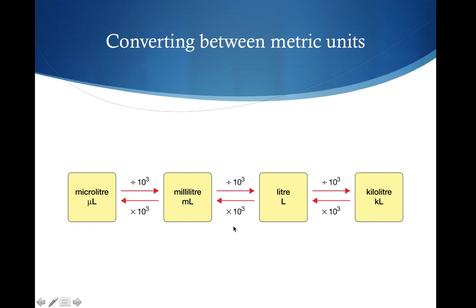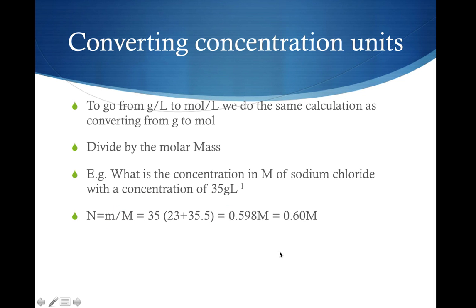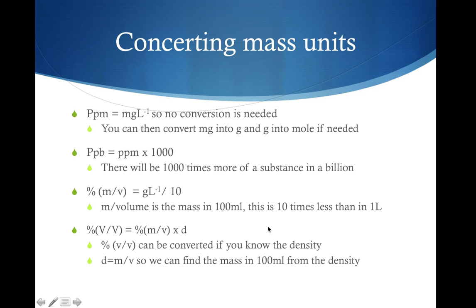Sometimes you're going to need to convert between units. These units are in your data book, so you can go from one to the other to convert them. Okay, so to go from grams per litre to mole per litre, it's the same calculation as going from grams to mole. You divide by the molar mass, because remember, amount is mass over molar mass. So if we've got a concentration of 35 grams per litre, we can take that 35 grams, divide it by the molar mass, and that will give you the concentration in moles per litre.